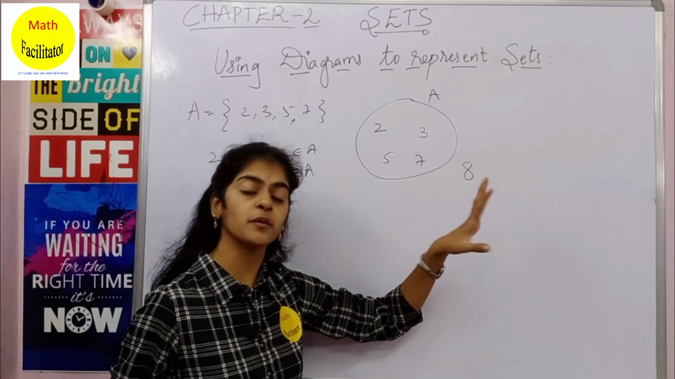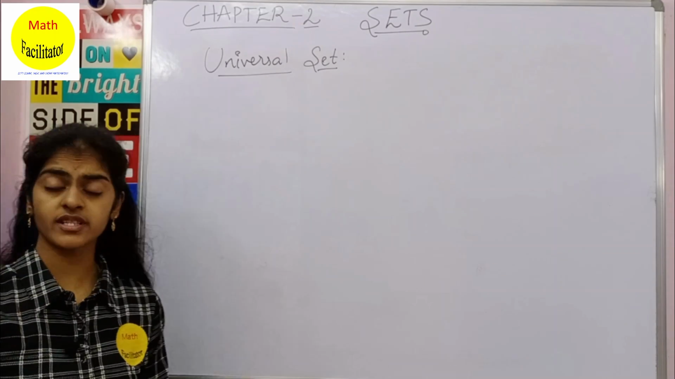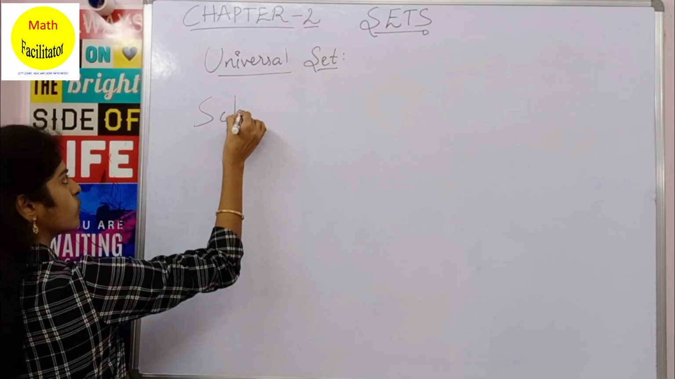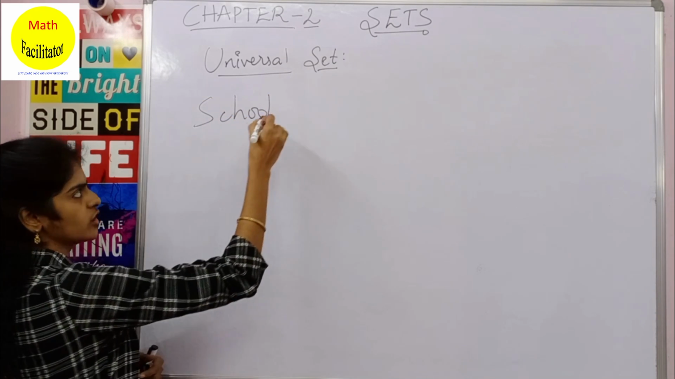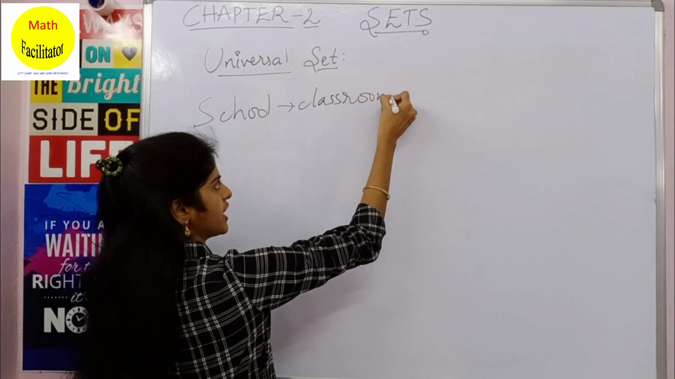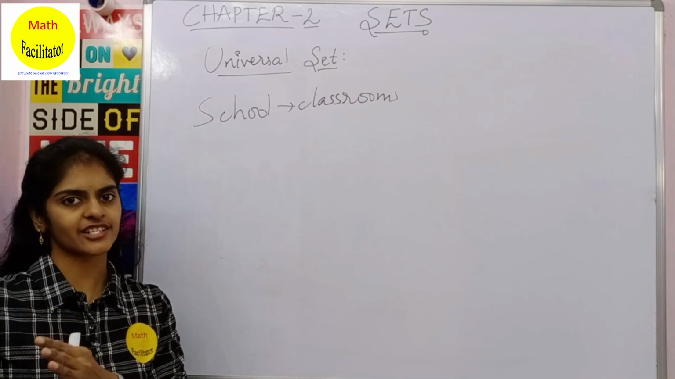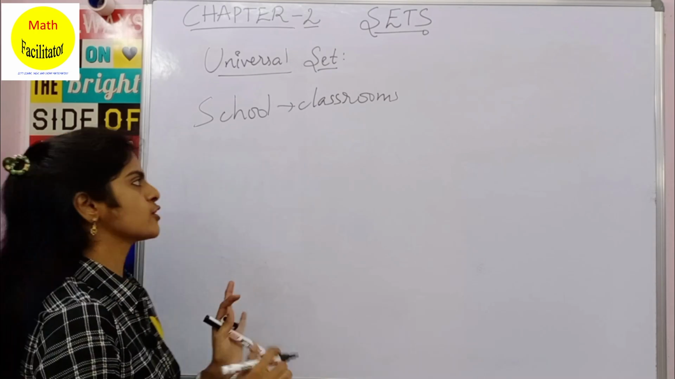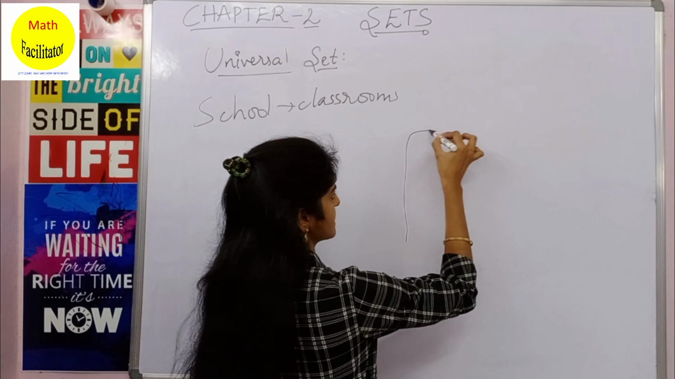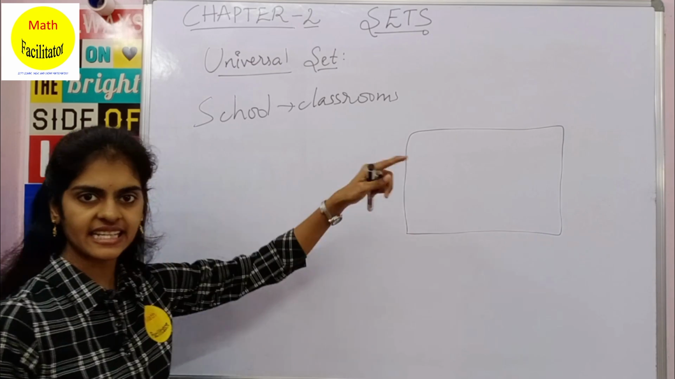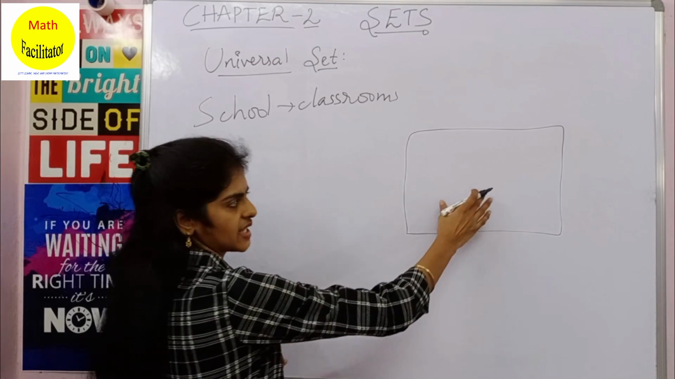Okay, now let us talk about universal set. So what is a universal set? Firstly, let me give you an example. Now you have your school. In school you have classrooms. What do you have in classrooms? You have classes like class 1, class 2, class 3, and again in class 1 you have sections like A, B, C. So this school I will represent as a rectangle. So this is nothing but the school.